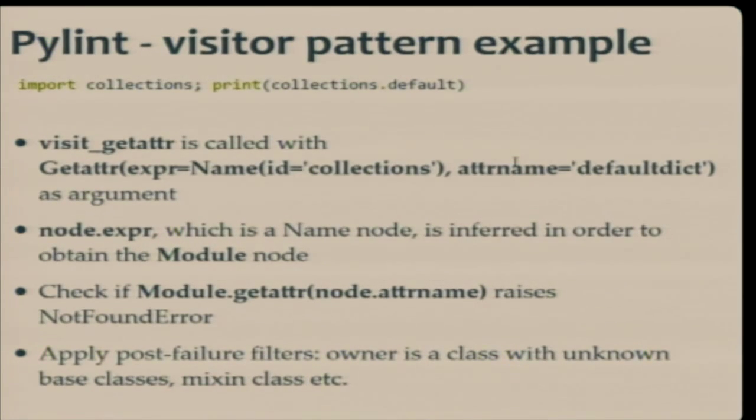Afterwards, we're calling the getAuthor method with the result from the inference. And if that doesn't raise any error, such as not found, yay, the collections has a default attribute. Else, we're going to emit a no-member error. But before that, we're going to have a couple of filters, like the owner is a mixin class, because you might not have that attribute in a mixin class, or the owner is a class with unknown bases, like bases from extension modules. And we can't really understand extension modules, by the way.